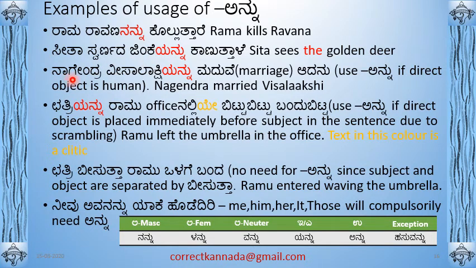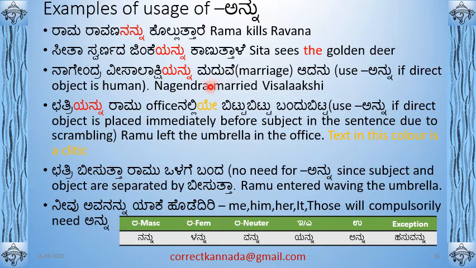Okay. Nagendra Visalakshiyannu maduve adanu. So here Visalakshi is the name of a feminine. So Visalakshi, E ending, so yannu. Nagendra is a name. Nagendra married Visalakshi. Maduve is marriage. So when you take the word to be married, it is maduve agu. So this adanu is a past tense of agu. Agu means to become. Maduve adanu means he became married to Visalakshi. Nagendra became married to Visalakshi.